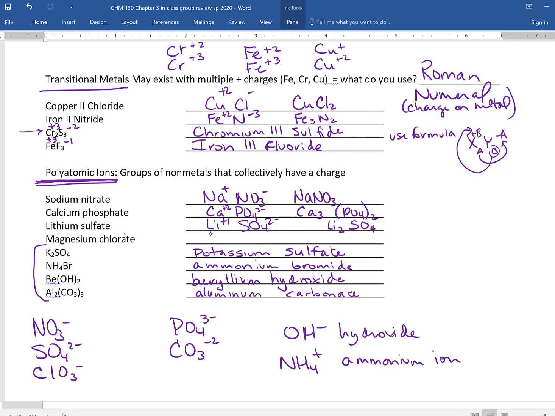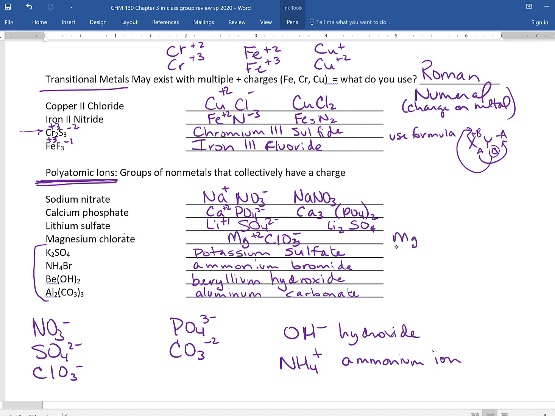All right, so the last one, magnesium chlorate. Magnesium is Mg, and chlorate is ClO3, with a negative charge. So magnesium is +2. So you end up having to do what?